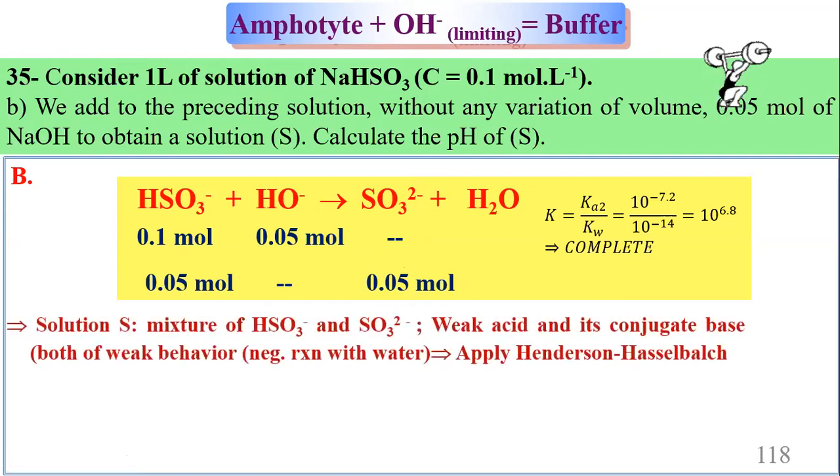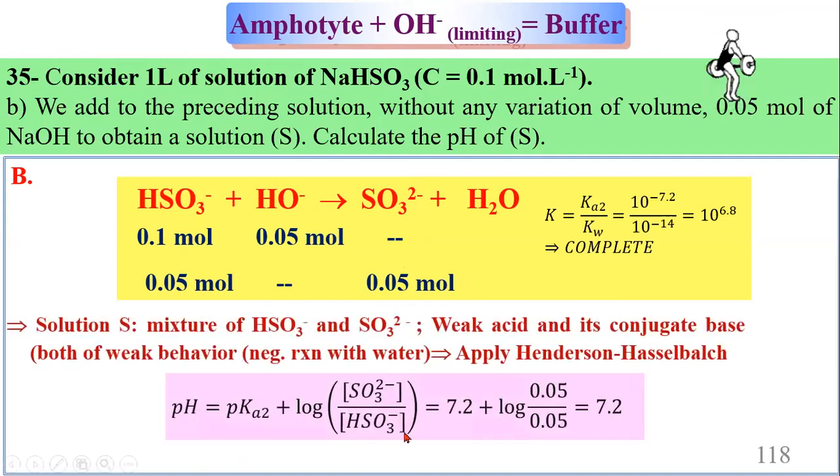This is a buffer. Of course, you can use Henderson, but right away, guys, these are the same amounts. The pH equals the pKa. Which pKa, though? Watch out, which pKa? It's the second pKa, because look at these two couples. This is the second dissociation of the H2SO3. So this is pKa2, because this is the second couple of that acid dissociation. Okay, great.